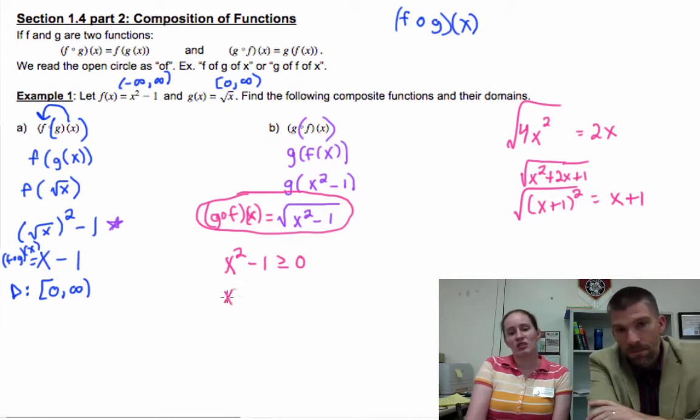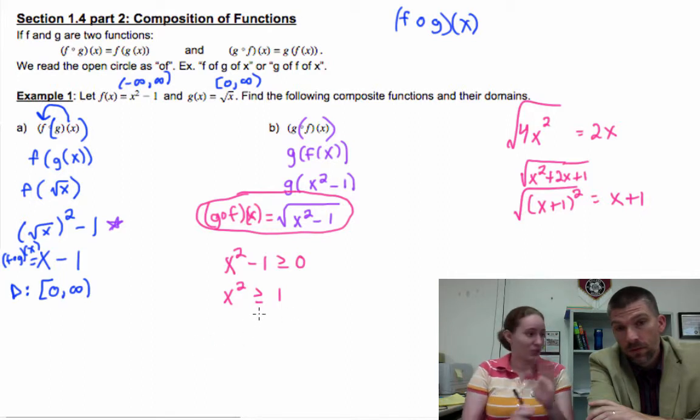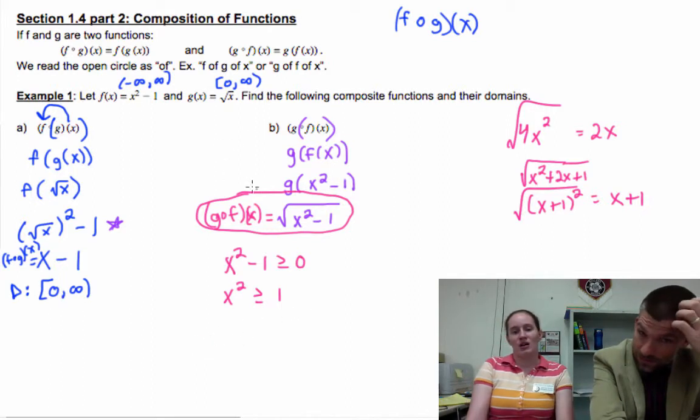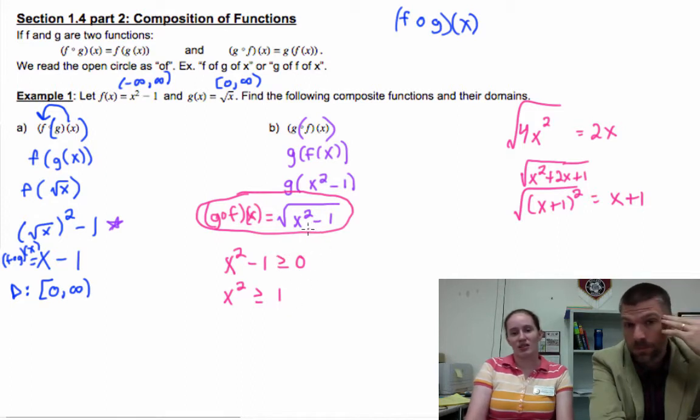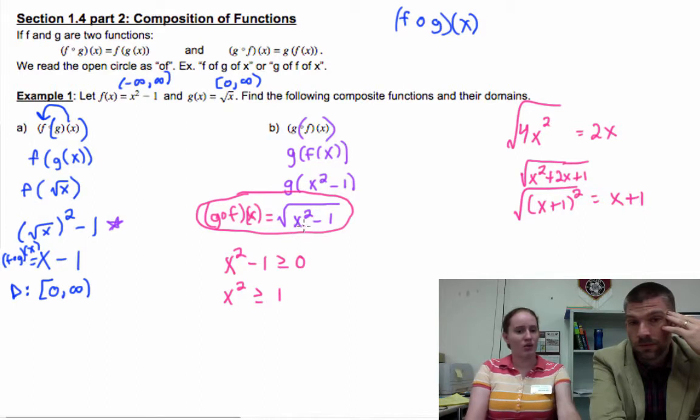Now this is tricky whenever you try to solve it this way. We know that x squared has to be greater than or equal to 1. What does that even mean? Is a number bigger than 1 okay? I can plug in 2 and I'm fine. But if I try to plug in a half, I'm not fine.